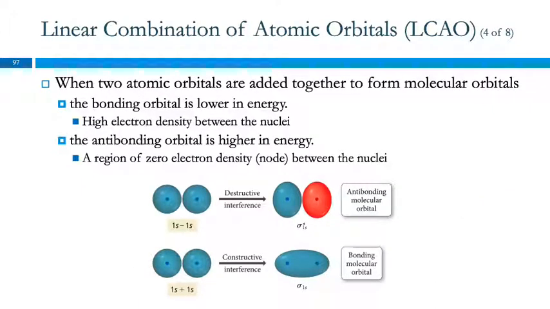So here's both of those possibilities shown together. So here's a 1s and a 1s, constructive interference. We get something like this, sigma 1s. Those same two orbitals with destructive interference, think of it as adding a negative or subtracting, however works for you. And we're going to get something like this, which does not promote bonding. This is an anti-bonding molecular orbital. Any questions yet?